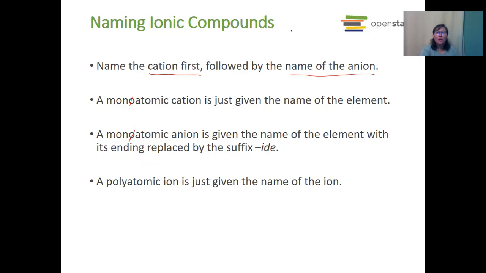Remember, we showed MgO. Well, this came from magnesium 2+ and O 2-. This is the magnesium ion and the oxide ion.